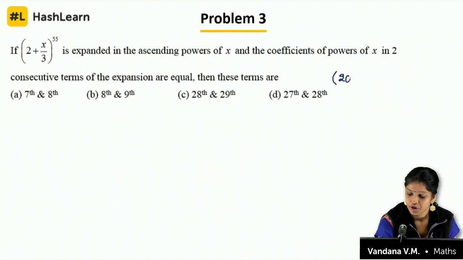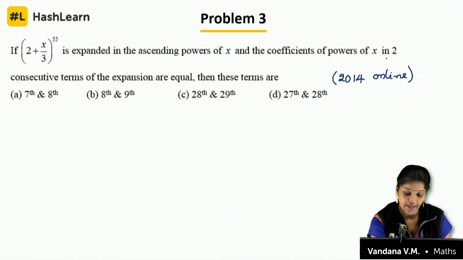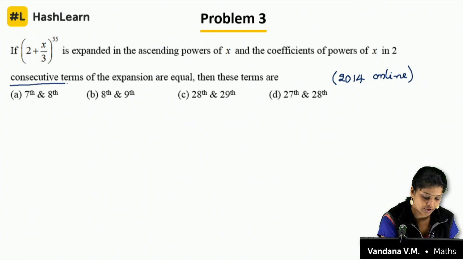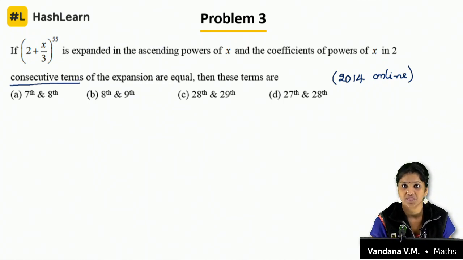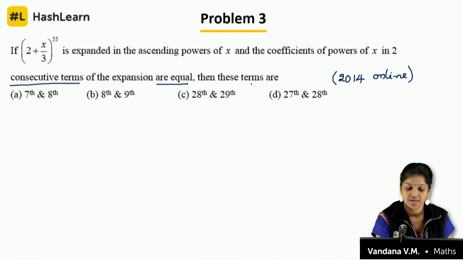Yes, this is also a 2014 online question. Okay, if (2 plus x by 3) whole power 55 is expanded in ascending powers of x and the coefficients of powers of x in 2 consecutive terms are equal. What is the meaning of this? Continuous terms of the expansion are equal. Then which terms are equal, they are asking, right? Look at here.